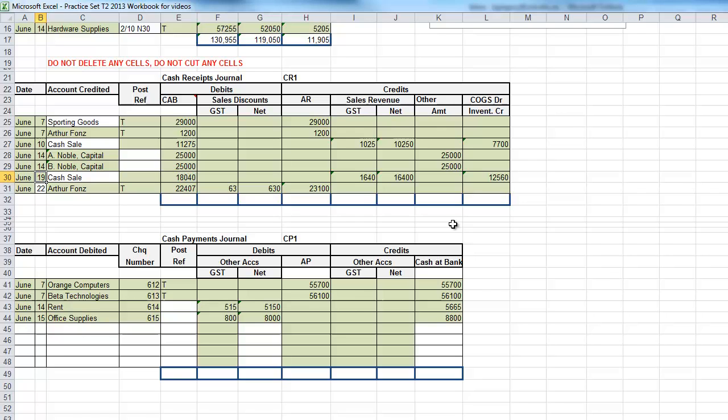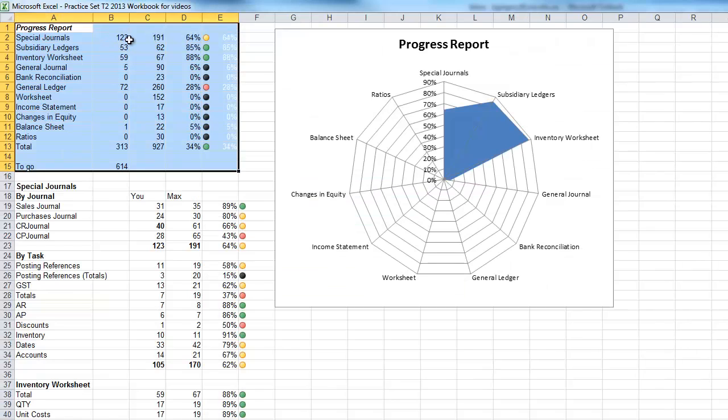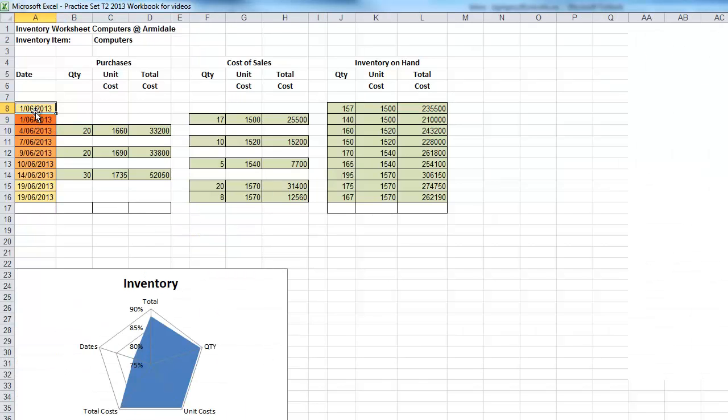And soon we in fact can total these items off, and then if you go to the progress report, we'll see that we're making really good progress on the special journals, and even better progress on the subsidiary ledgers, and better progress still on the inventory worksheet. Actually, that reminds me of one other thing on the inventory worksheet that we can change. The 1st to the 6th will work, but to get the points here, you in fact need to put in the 31st of the 5th, 2013.